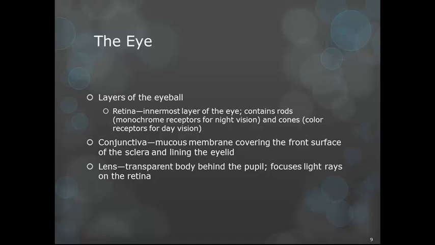So the eye has several different layers. The retina is the innermost layer of the eye, which contains rods for night vision and cones for color receptors and for day vision. The conjunctiva is a mucous membrane covering the front surface of the sclera and the lining of the eye. The lens is a transparent body behind the pupil which focuses light rays on the retina.